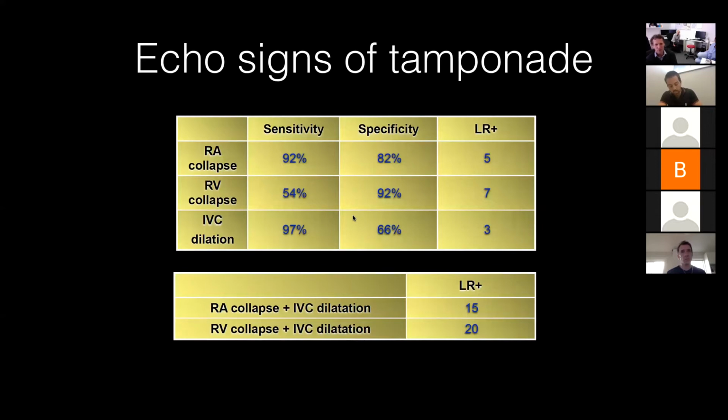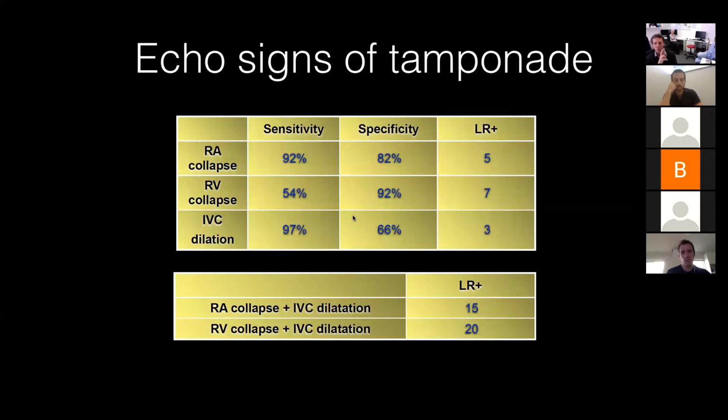I'm sorry, there's meant to be a reference to this, and I've missed that out. So the right atrial collapse is sensitive, not specific. Right ventricle collapse is more specific rather than sensitive. IVC dilation is really important for sensitivity, and that's going to bring us on to true versus pseudo tamponade.